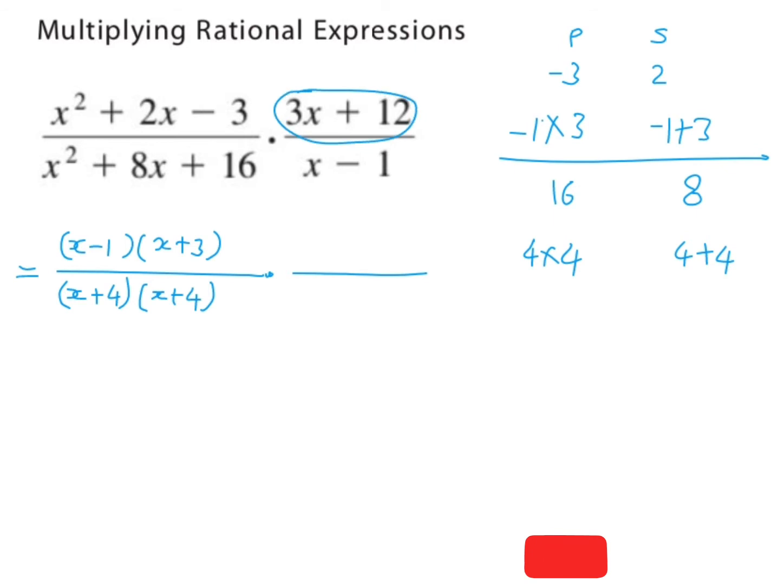From here we can take common 3, so x plus 4. From 3x we already took out 3, so just x, and from 12 we get 3 times 4, so 4 here because 3 times 4 is 12. And now we can write x minus 1 as it is. We can't factorize this, it is already in factored form.